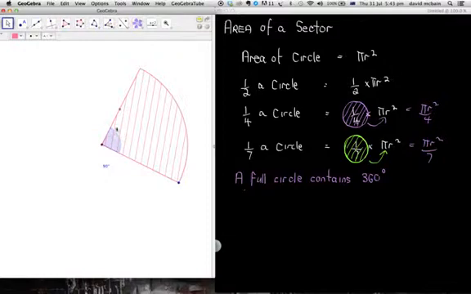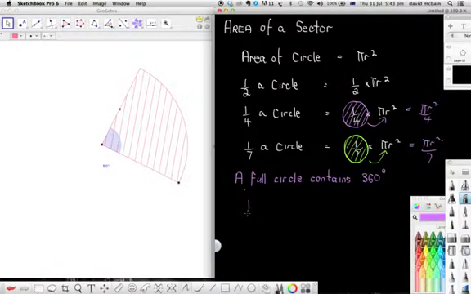90 out of a possible how many? A possible 360. So, if a full circle contains 360 degrees, then we've got 90 of those degrees in our sector. So a quarter of a circle is the same as 90 degrees over 360. And if you simplify that down, 90 divided by 360 equals a quarter.